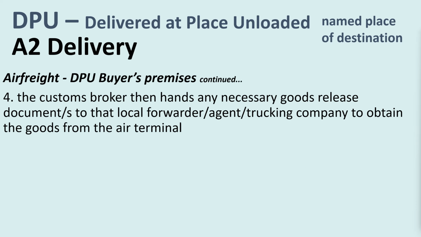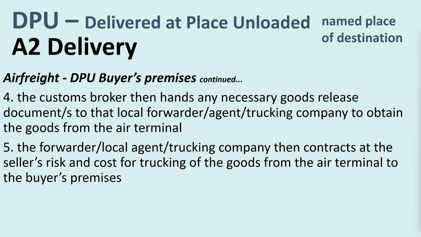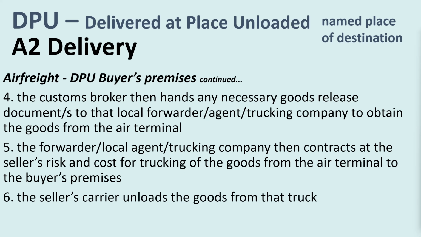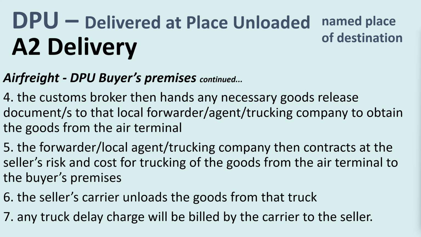Four, the customs broker then hands any necessary goods release documents to that local forwarder or agent or trucking company to obtain the goods from the air terminal. Five, the forwarder, local agent, trucking company then contracts at the seller's risk and cost for trucking of the goods from the air terminal to the buyer's premises. Six, the seller's carrier unloads the goods from that truck. And seven, any truck delay charge will be billed by the carrier to the seller.